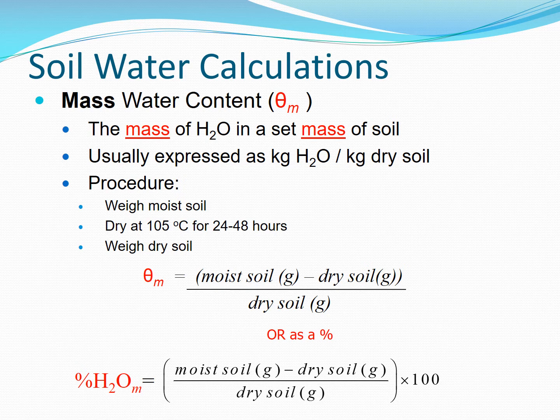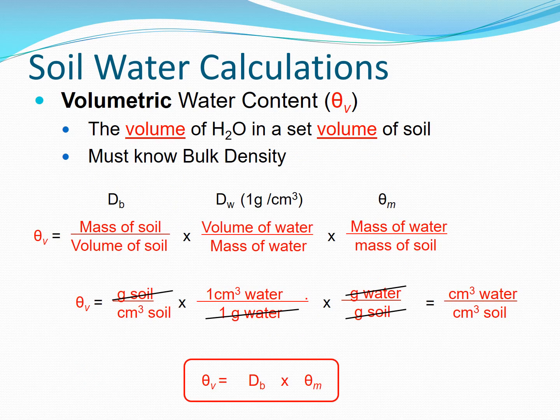But we want to express that as a percentage of the total soil that we looked at. So we divide it by the dry soil and multiply it by 100, and that gives us the percent water in the soil. Now, to express that as a volume of water based on the volume of sample that you took, we take our bulk density and multiply it by the actual mass of water that we just calculated.